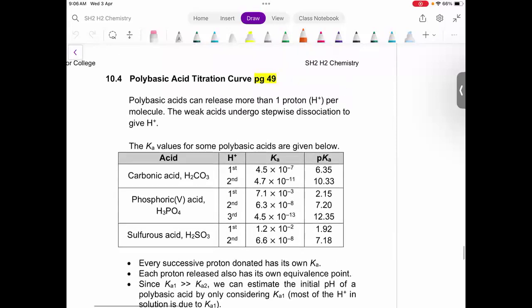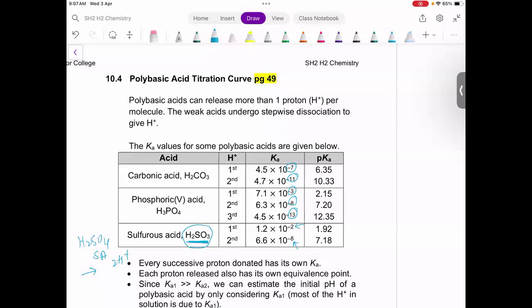So polybasic, what does it mean? Especially for weak acid, you can see that there is a significant difference in the Ka1, Ka2, and Ka3 values. This is your sulfurous acid, a weak acid. Sulfuric acid is the one which is a strong acid. Being a strong acid, it will undergo full dissociation to give you 2H+, whereas a weak acid will undergo stepwise dissociation. As you can see, the difference in Ka value is a power of 10^-6. It's a significant difference, hence it's a stepwise dissociation.